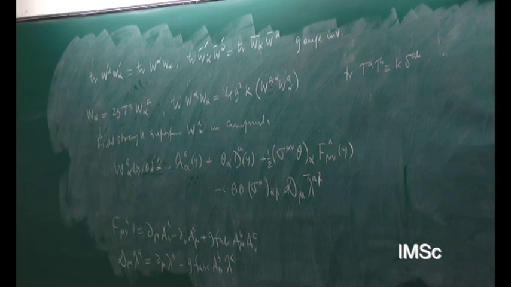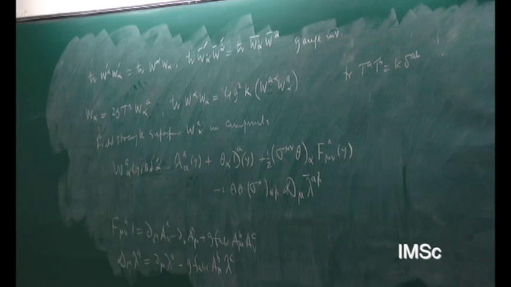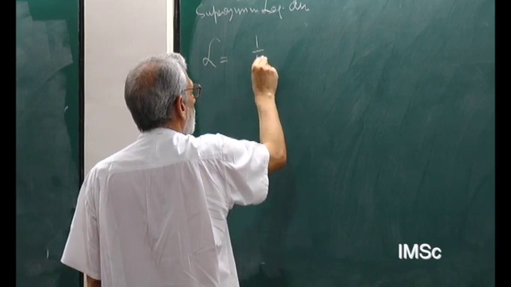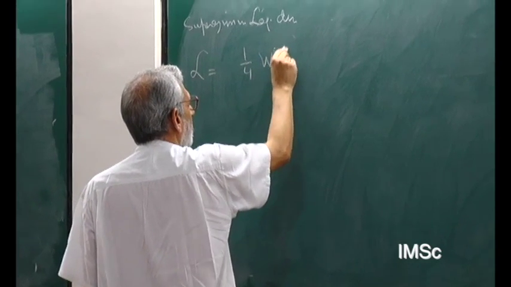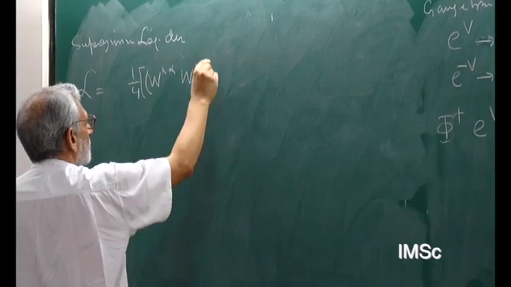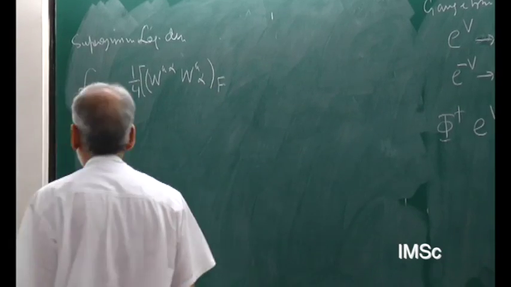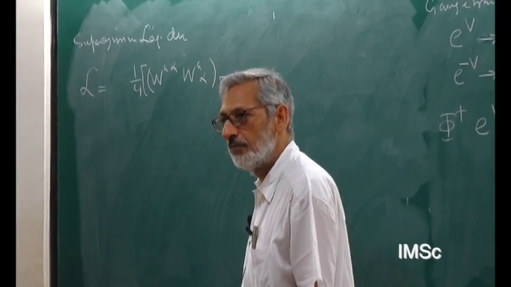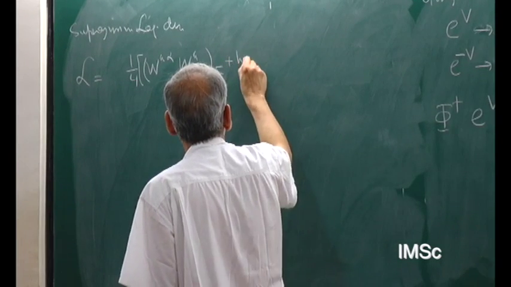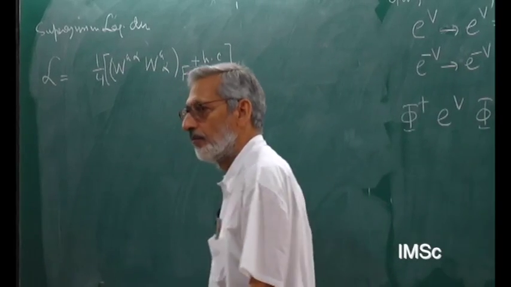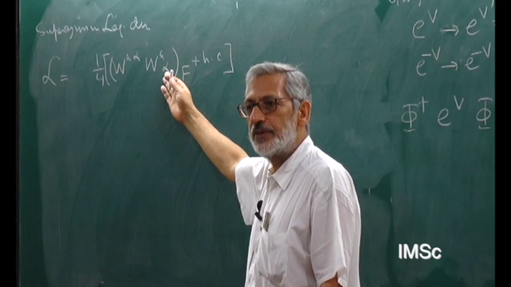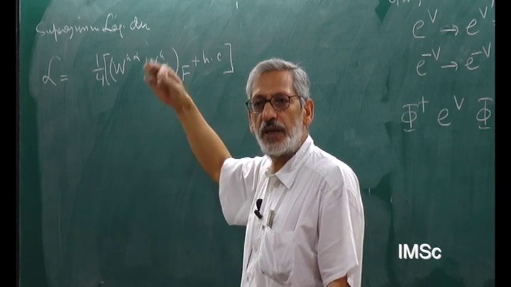So, the supersymmetric Lagrangian density. Take 1/4 W^{Aα} W^A_α, the F component of this. What is W^A_α? That object, and add its Hermitian conjugate to it. This is by construction gauge invariant. It's also, by construction, under supersymmetric transformation, it transforms as a total derivative, and therefore the action is supersymmetric invariant.